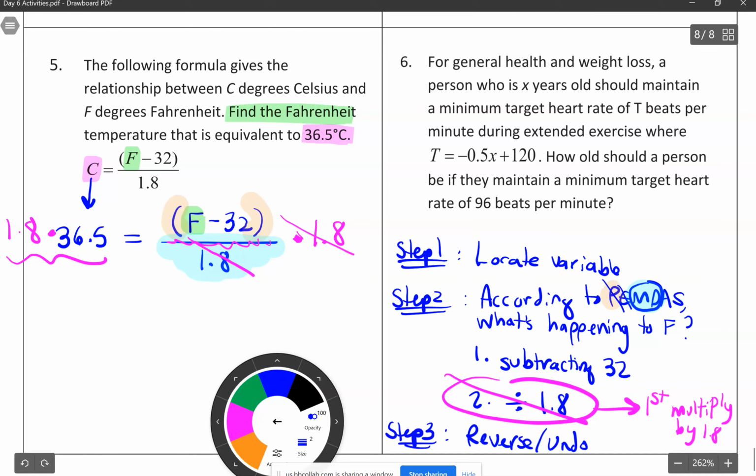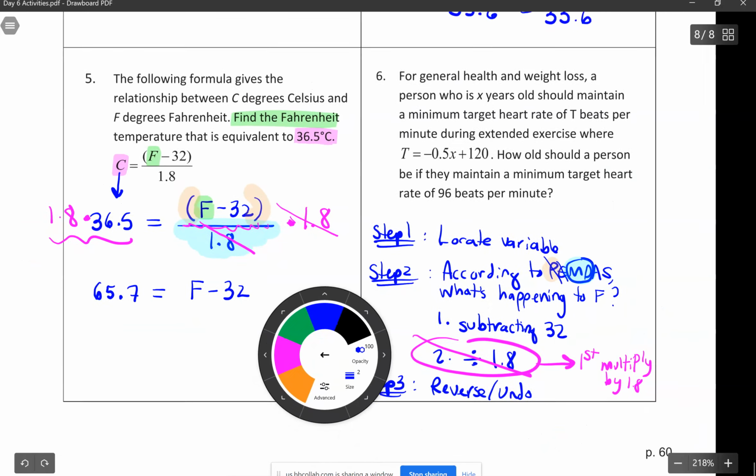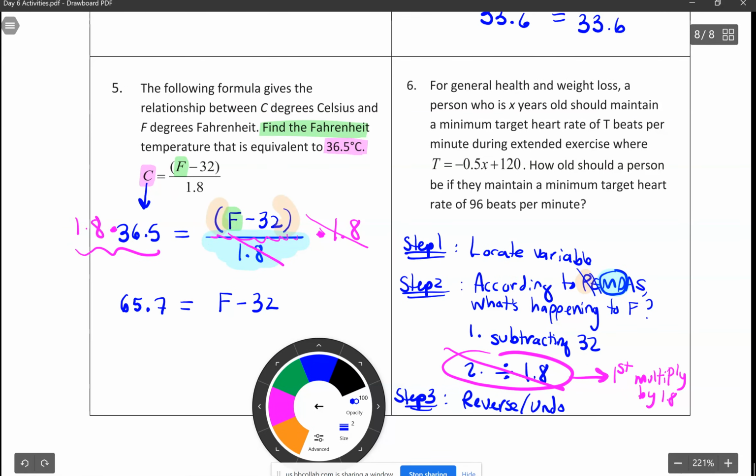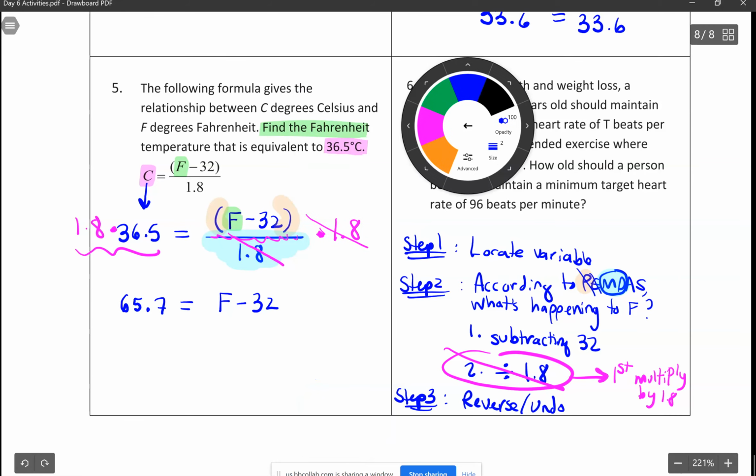And I got 65.7. And I'm still left with everything in the numerator. But now I don't really need those parentheses there. I didn't really need them in the first place because it's assumed it's trapped up there. Okay, so we got rid of the division.